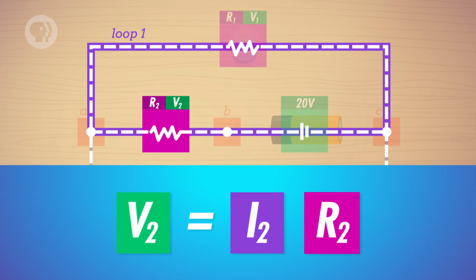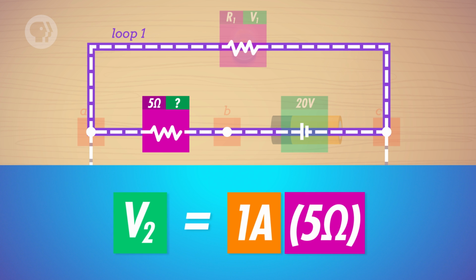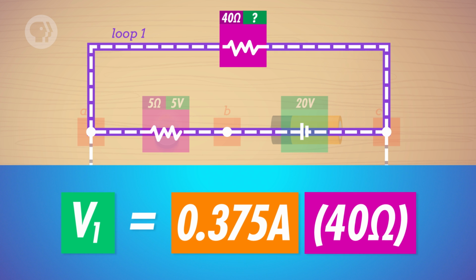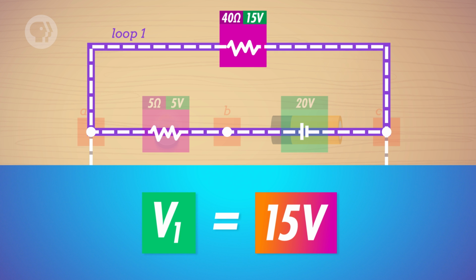If you wanted to know any of the voltage drops across the resistors, all you'd have to do is multiply the resistance in question by the current passing through that resistor. For instance, the voltage drop across resistor 2 would be the resistance, 5 ohms, multiplied by the current passing through that resistor, which is 1 ampere. That's a total voltage drop of 5 volts. And the drop across resistor 1 in the same loop would be the resistance, 40 ohms, times the current through the resistor, which is 0.375 amperes. That comes out to a voltage drop of 15 volts, which makes sense because then the sum of each drop in the loop is equal to the voltage supplied by the battery.